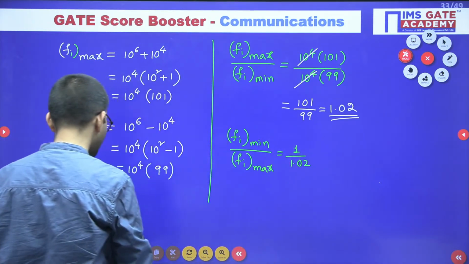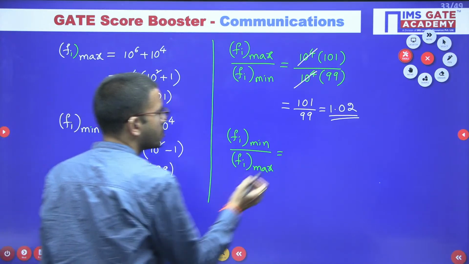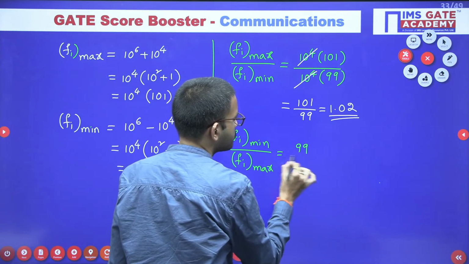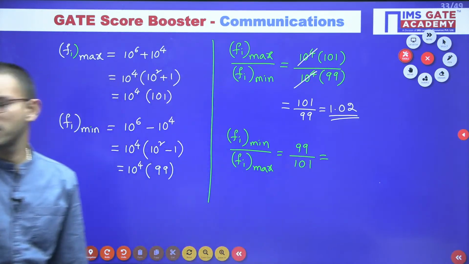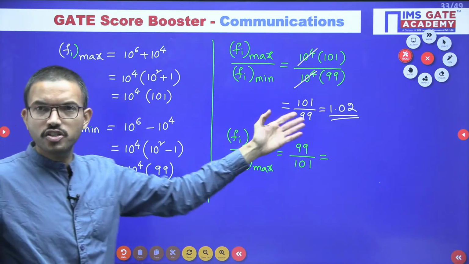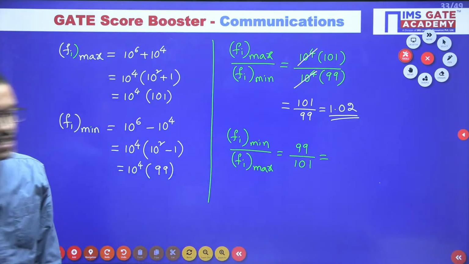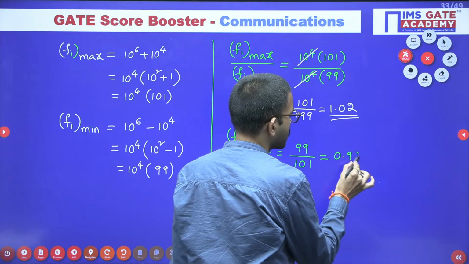Otherwise 99 divided by 101. Both are same. Okay, 99 divided by 101. So all of you please mention your answer in the chat. 99 divided by 101 or 1 divided by 1.02, both are same. So in this case, you are getting the answer as 0.98.